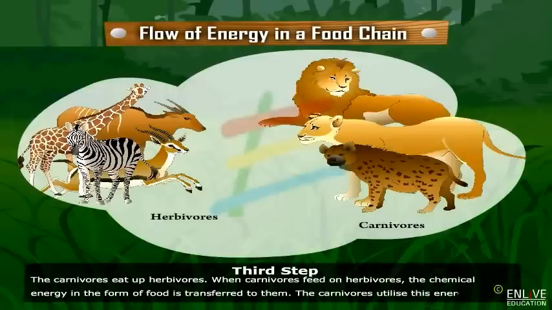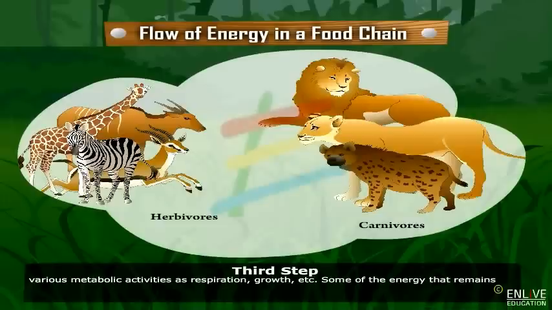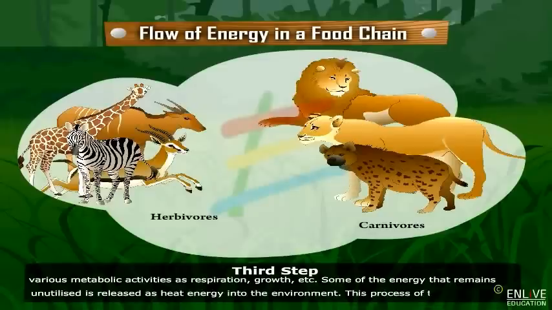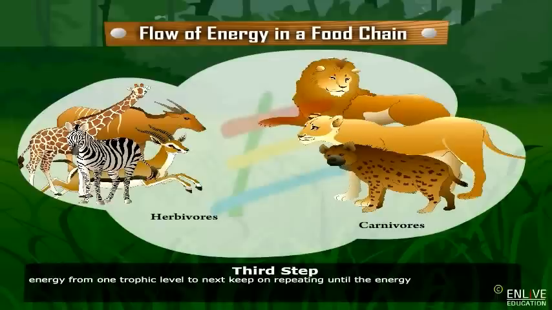The carnivores utilize this energy to carry out various metabolic activities as respiration, growth, etc. Some of the energy that remains unutilized is released as heat energy into the environment. This process of transfer of energy from one trophic level to next keeps on repeating until the energy reaches the last trophic level of the food chain.